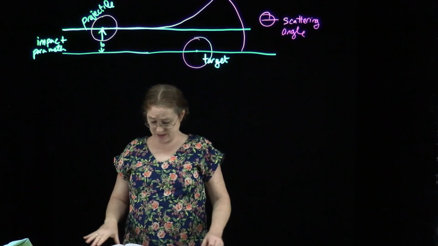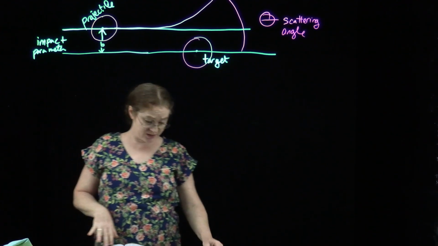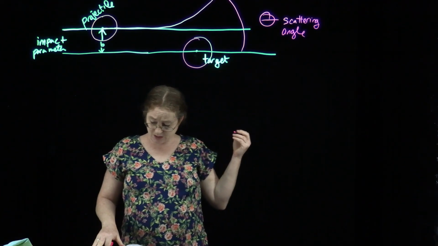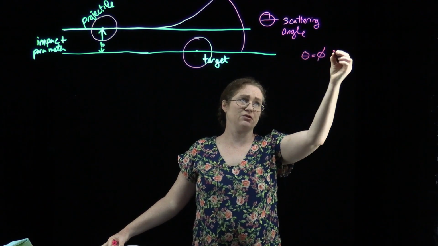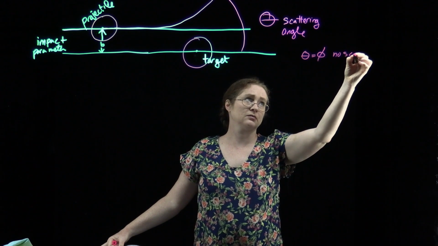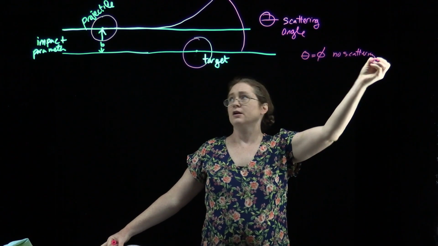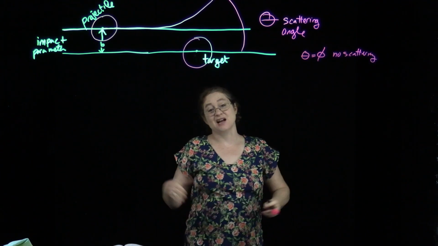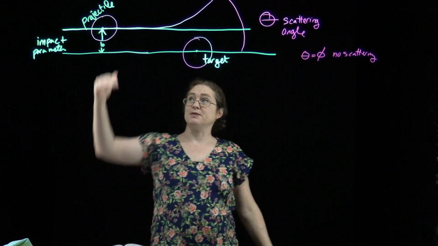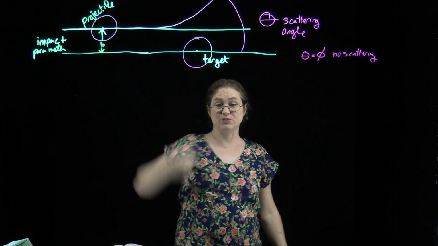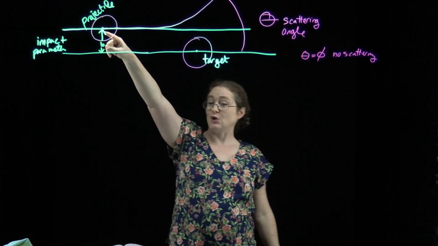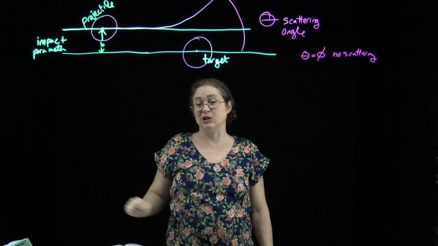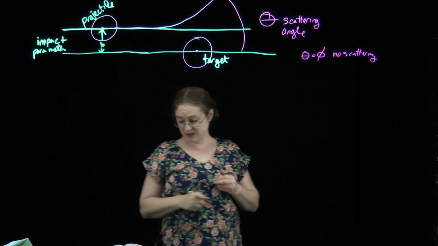So then we have restrictions on the scattering angle. First of all, note that if it is 0, there is no scattering. The projectile just goes straight and is not deflected by the target. This happens if there's either no interaction between the projectile and the target, or if the projectile doesn't even get close enough to interact with the target.